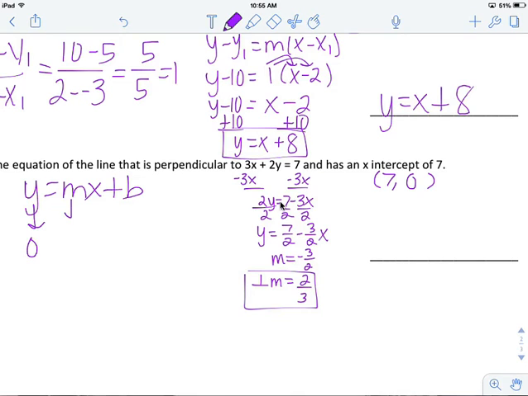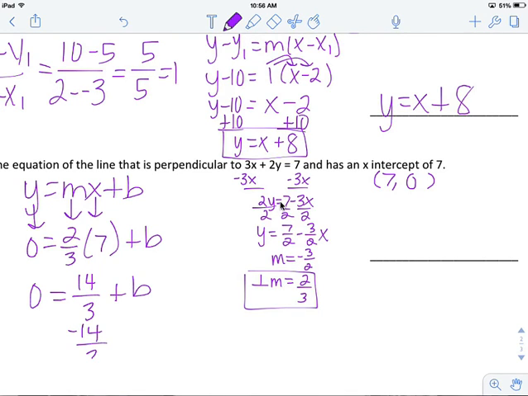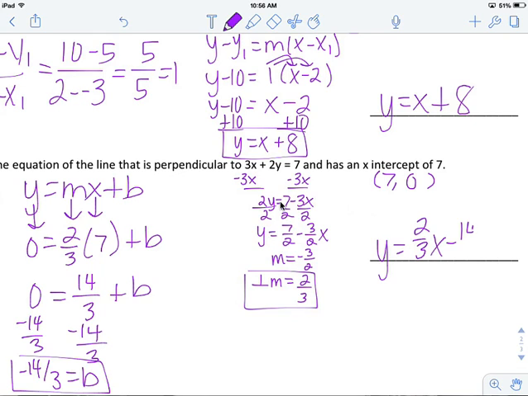Y is 0. My slope is 2/3. My x is 7. 0 is 14 over 3 plus b. We subtract it over. And b is negative 14 over 3. So my final answer is y equals 2/3 x minus 14 over 3.